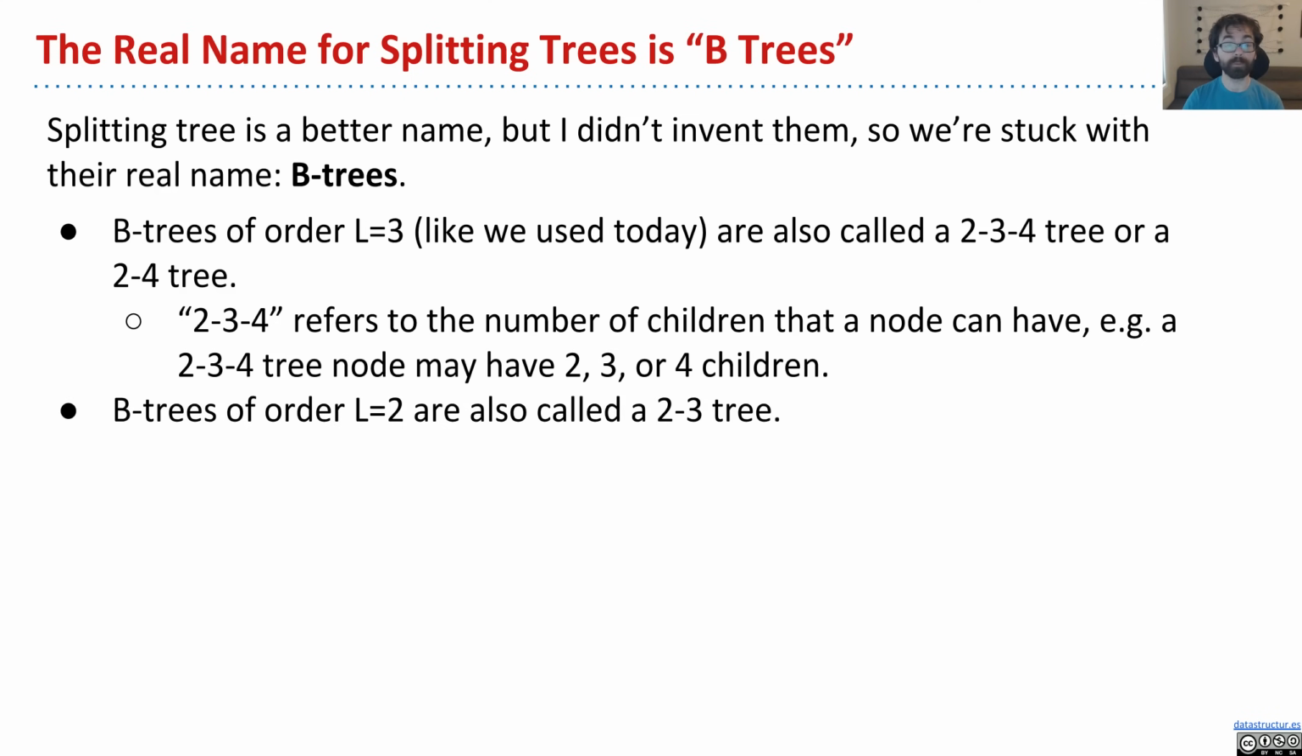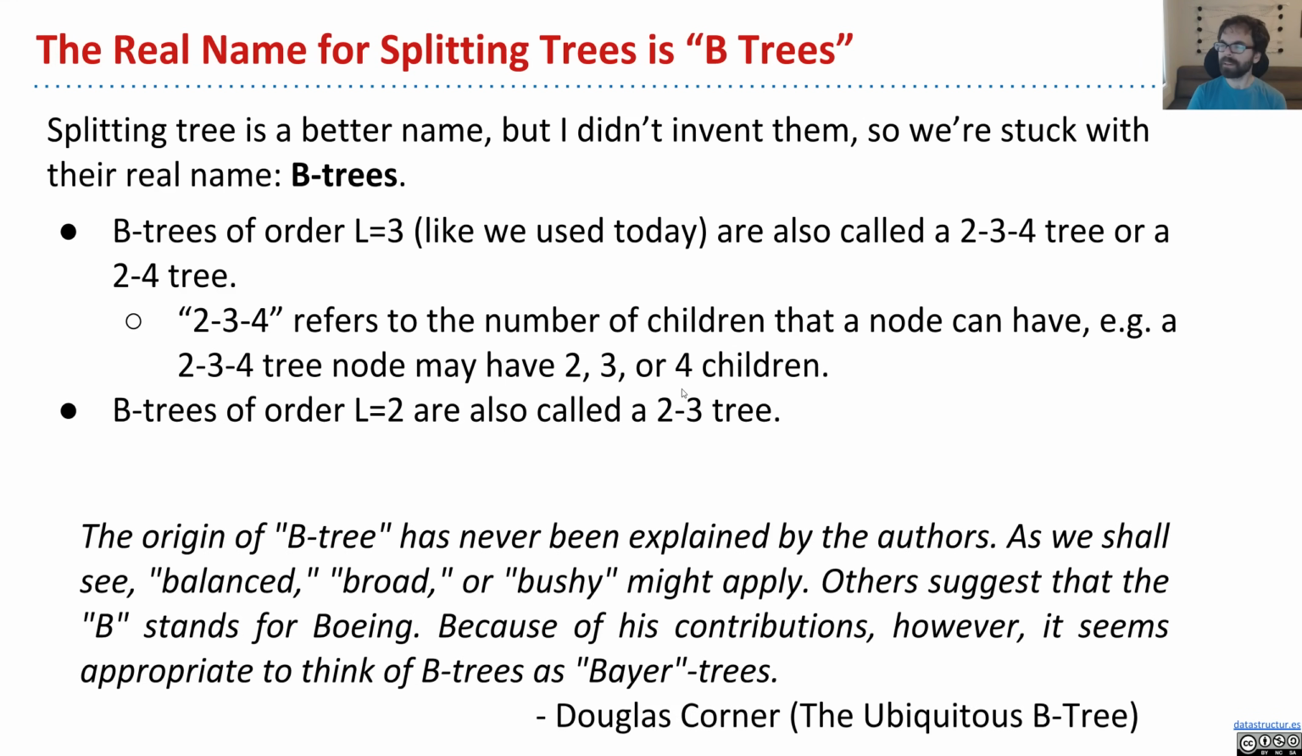There are also B trees of order L equals 2, L equals 10, L equals 55, whatever. You can use any number for L. And a B tree of order L equals 2 is also called a 2-3 tree. Now what's funny about the term B tree is nobody knows what it means. There's an old classic quote by Douglas Comer: "The origin of B tree has never been explained by the authors. As we shall see, balanced, broad, or bushy might apply." Others suggest that the B stands for Boeing. Because of his contributions, however, it seems appropriate to think of B trees as Bayer trees, after their inventor, Bayer.